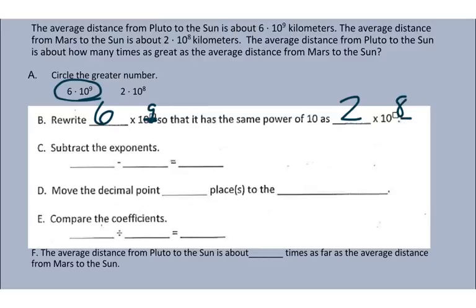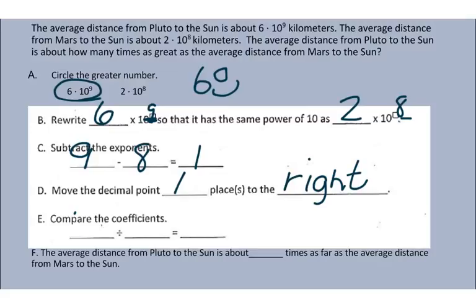I look at my powers and I say 9 take away 8 is 1. So I'm going to move my decimal point one place to the right. When I do that, that gives me 60. So now I have 60 divided by 2 equals 30. Okay? Those are my coefficients. The average distance from Pluto to the Sun is about 30 times as far as the average distance from Mars to the Sun. This is a process, and as you do it, you'll be really good at it very quick. You just have to take your time, okay, and try it. Write all this down. We'll talk about it tomorrow, and we'll do some work with it.